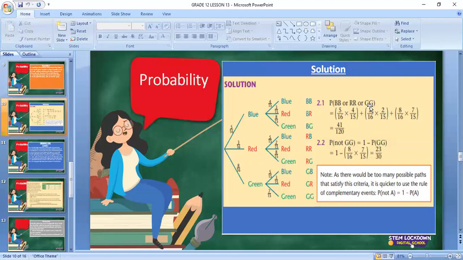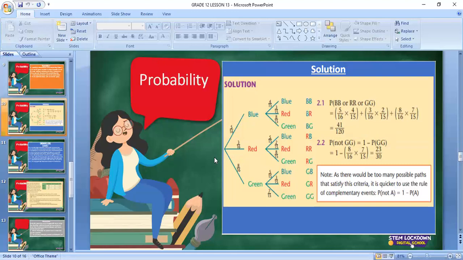Green, green also means the same color. When we say same color, it could be both of them are blue, it can be red, red, or it can be green, green. So you must do the 3 cases and put the 3 cases together with addition. So the probability of getting green, green is what? The first green is 8 over 16. The second green is 7 over 15. So it's going to be 8 over 16 multiplied by 7 over 15. And then we add all this together, we get 41 over 120. So that is the probability of selecting same color marbles.